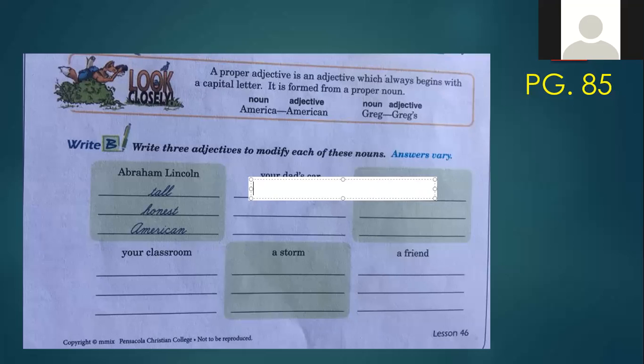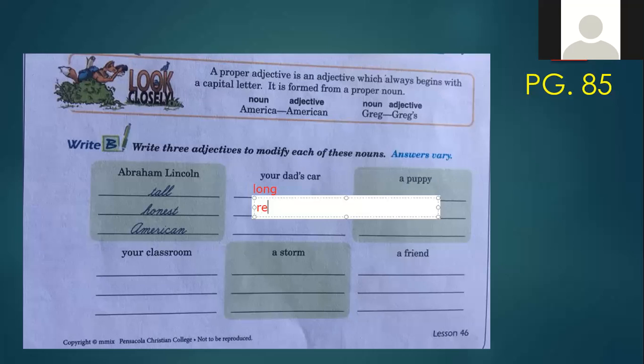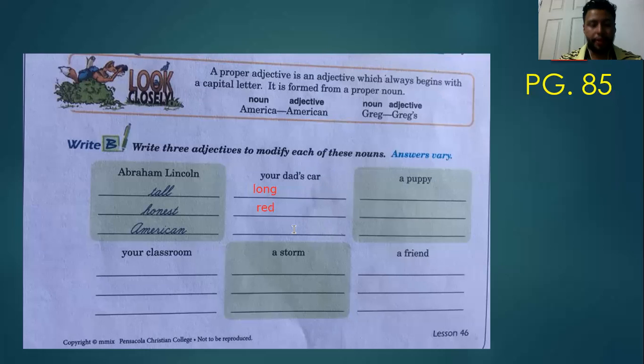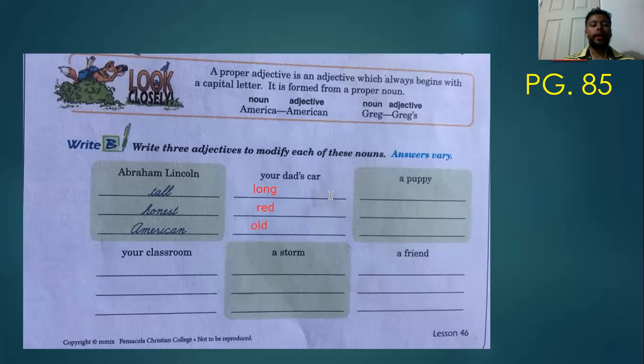Long. Okay, good. Long. What else? Red. Red. Mister, I can do the third. Yes, the third one. Okay, give me a moment. And another one, Dimitri? Old, yes, definitely. Okay, let me fix it. Yes, we're done. We can use long, red, color red, and old, right? Like ancient.